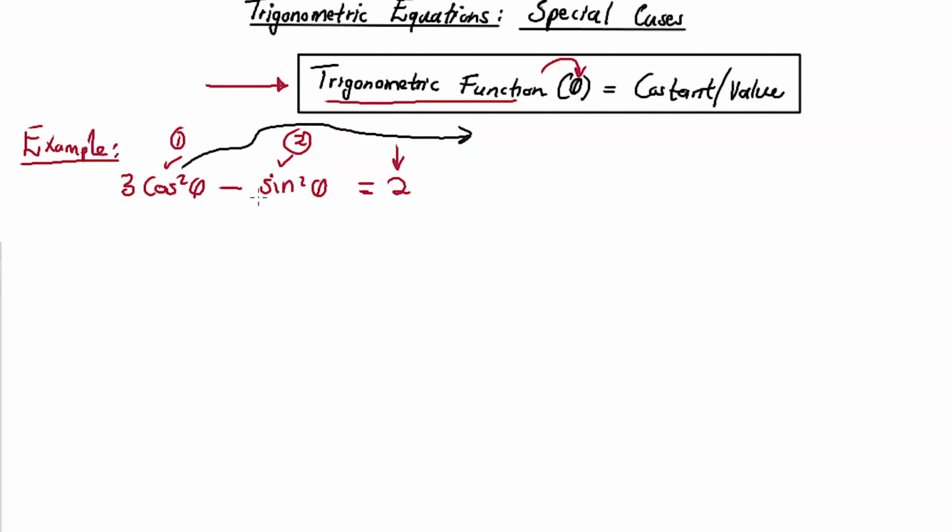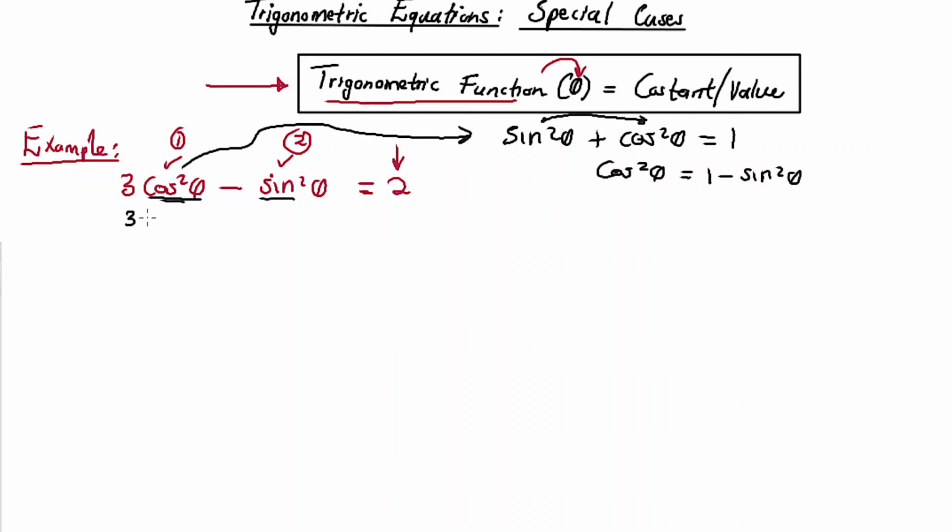Change one of these. In this case I'm going to use the square identity, sine squared theta plus cos squared theta equal to 1, and change this cos squared theta and write it in terms of sine. So I'm going to use sine squared, transpose it to the right hand side. I'm now left with cos squared theta equal to 1 minus sine squared theta.